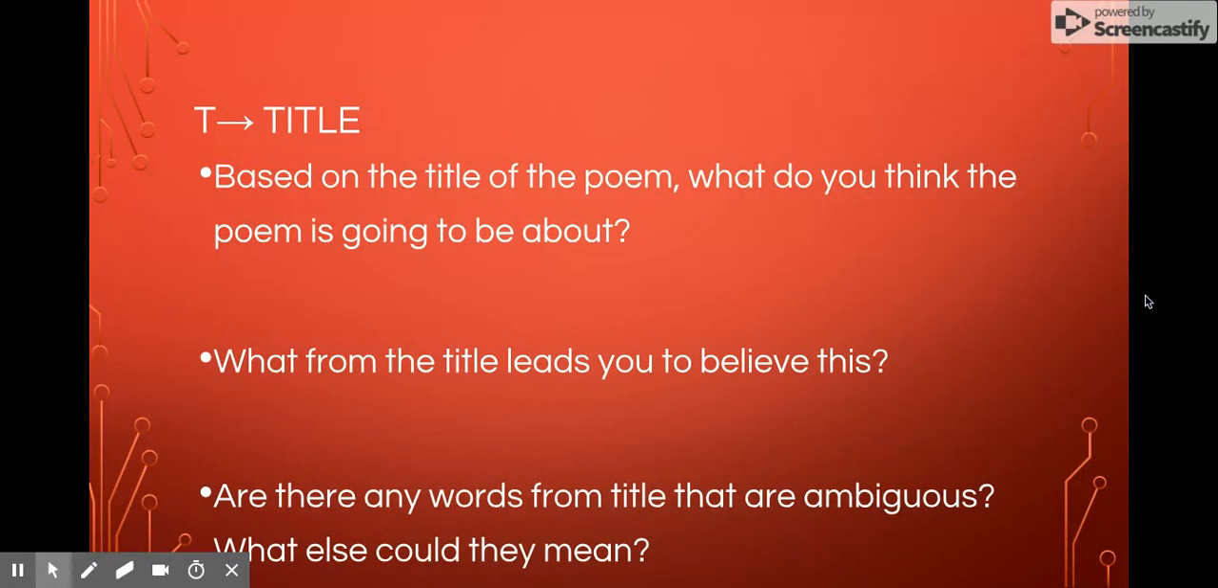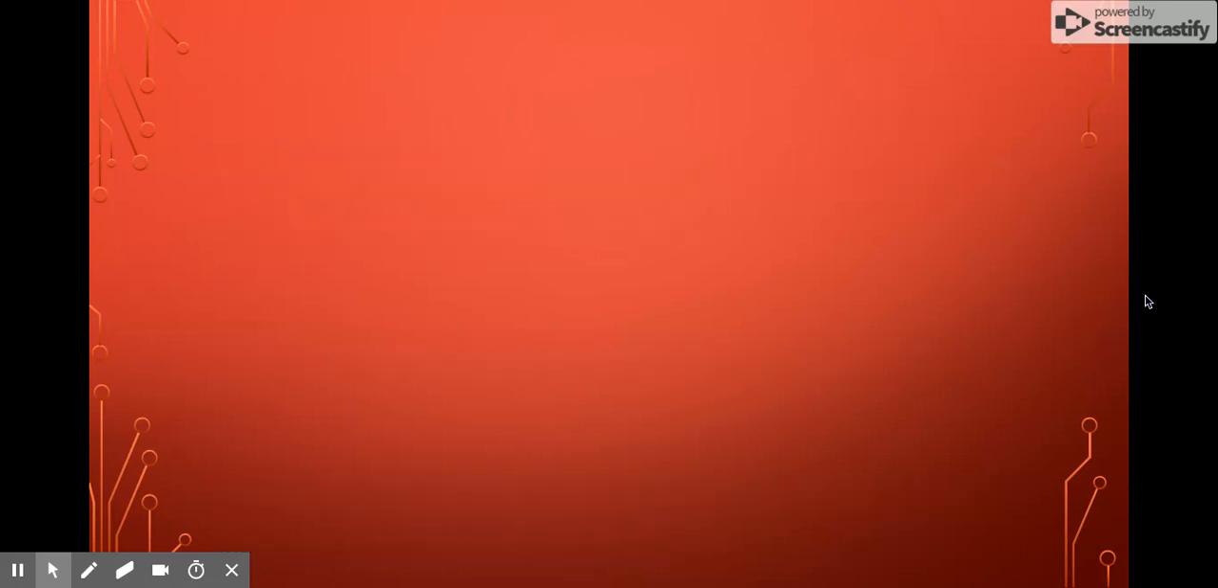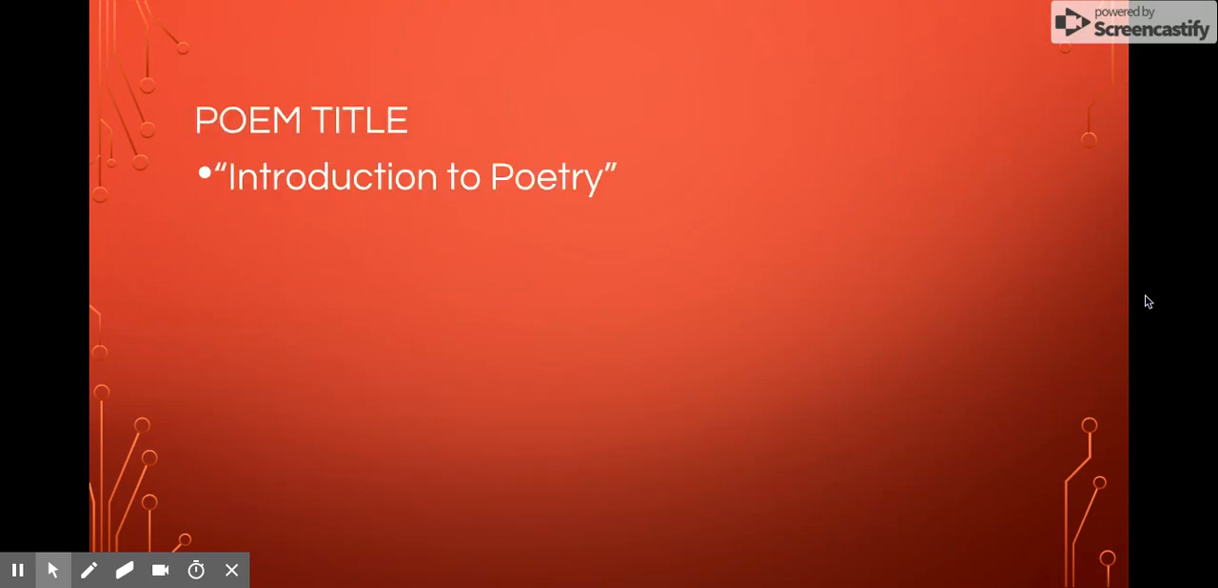For example, we looked at the poem Digging. Digging has lots of different interpretations, different ways that it could be used. What are all those different ways that it could be used, and how could those definitions lend themselves to different things that the poem might be about? So for this presentation, we're going to look at a poem called Introduction to Poetry by Billy Collins.